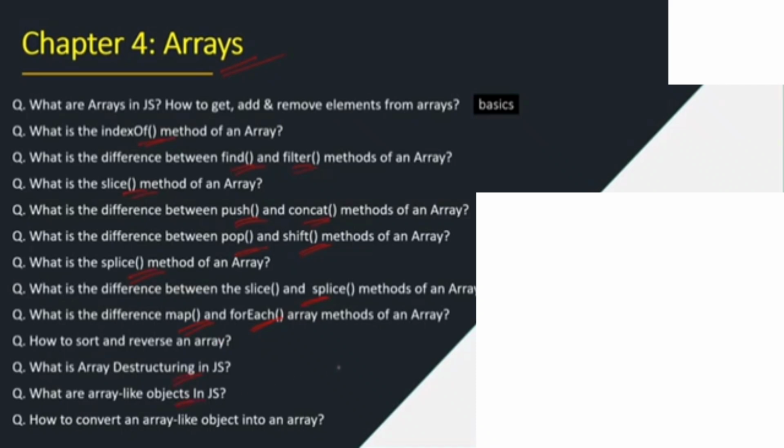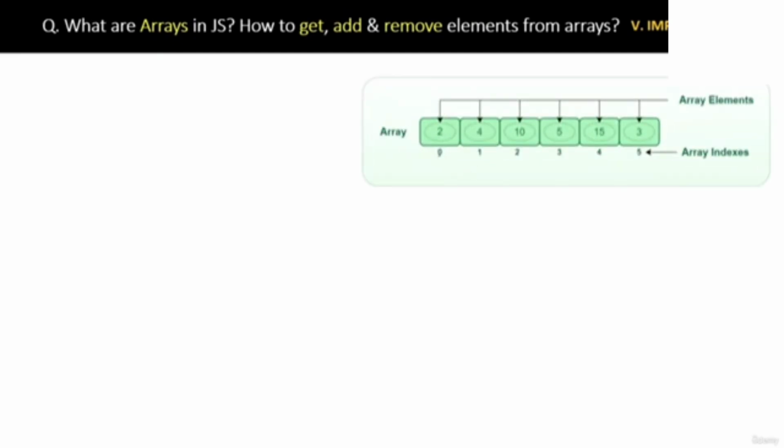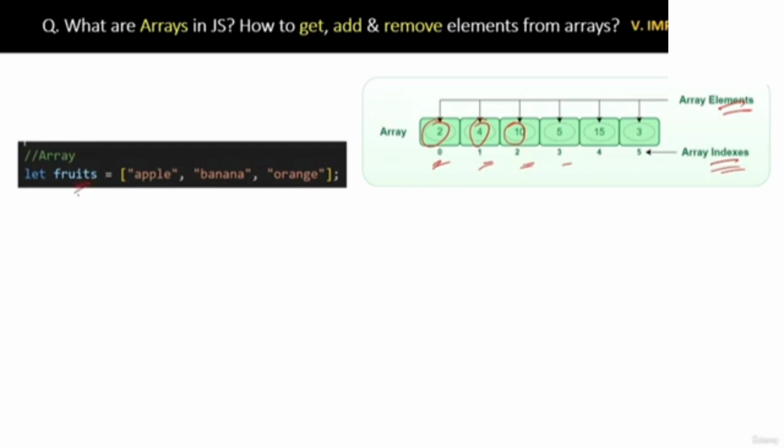Okay, all right. Let's start by revising the basic first question, and you can fast forward or skip it if you already know it. What are arrays in JavaScript? How to get, add, and remove elements from arrays? Very basic and important question. Here is a simple array holding the array elements, and below is the index of the elements by which we can access those elements, right? And like this code, we can declare an array in JavaScript. Here, fruits is an array data type, and it contains multiple elements inside it, like apples, bananas, oranges, etc.